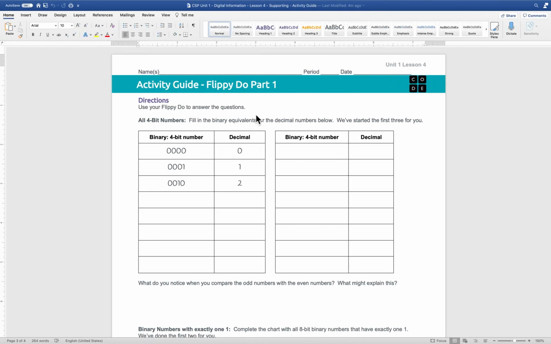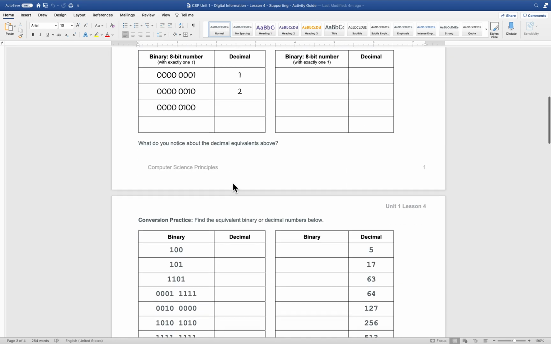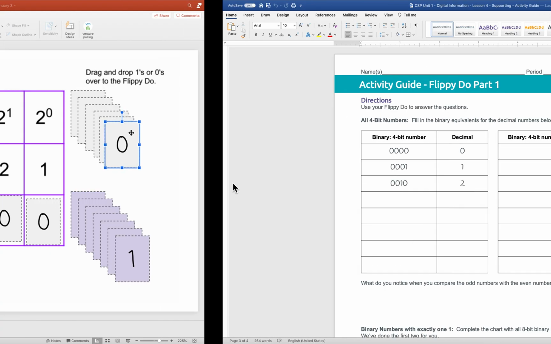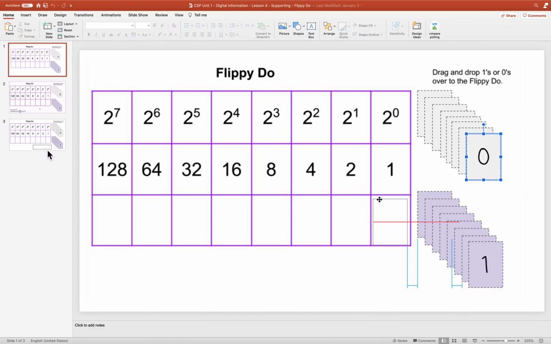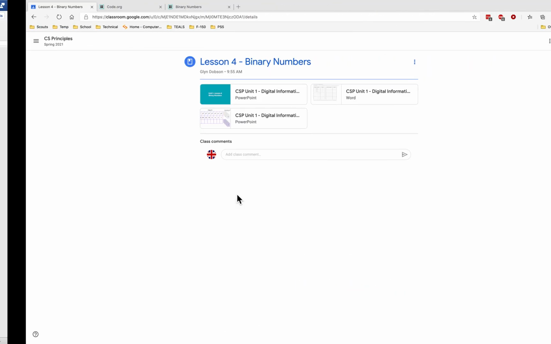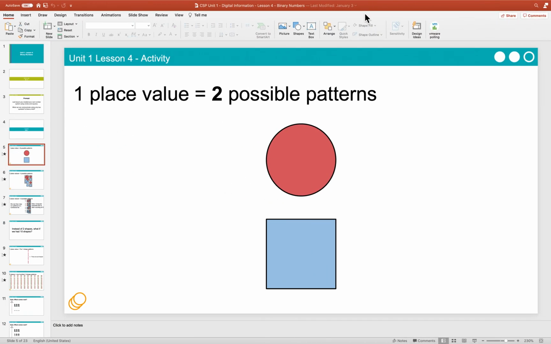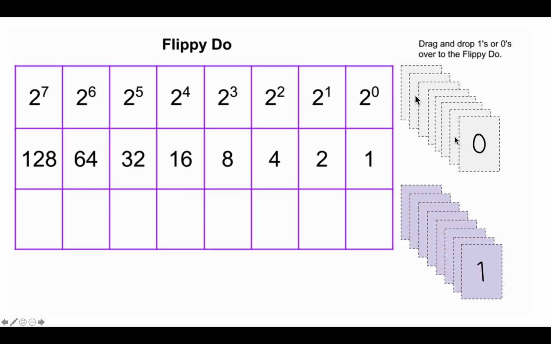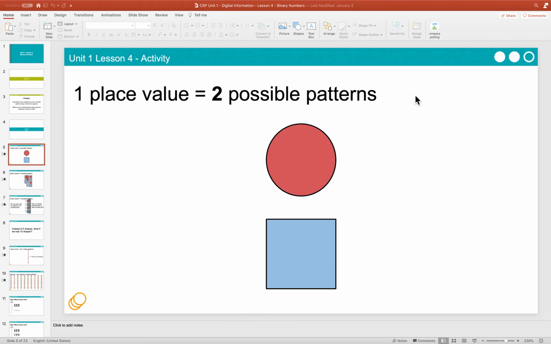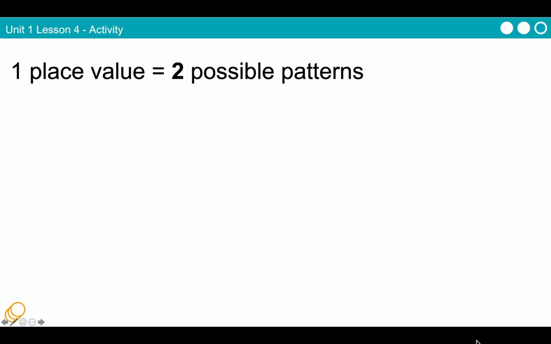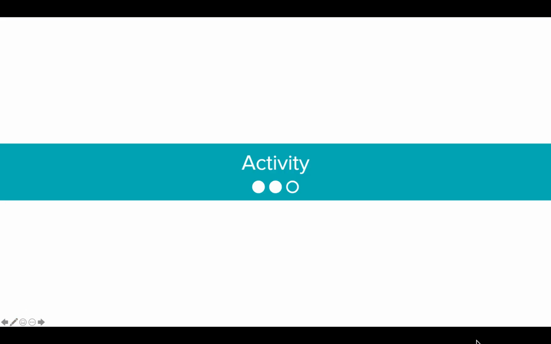This is the lesson guide, the activity guide. It's a Word document, so it looks like this. And if we take a look at the Flippy-Do, it's a 3-page PowerPoint presentation. Let's go ahead and download that as well. So going back to the presentation, where are we at? Nope, wrong presentation. We want this one. Oh, no, we're in the right one.